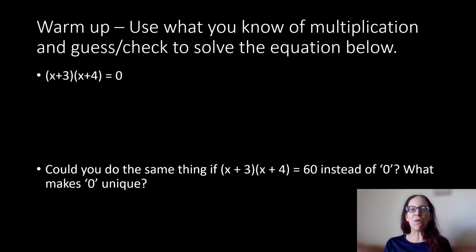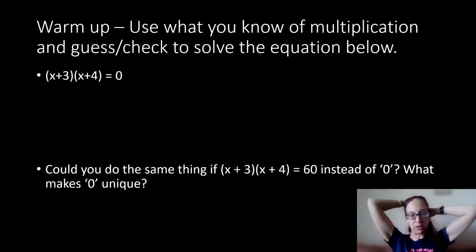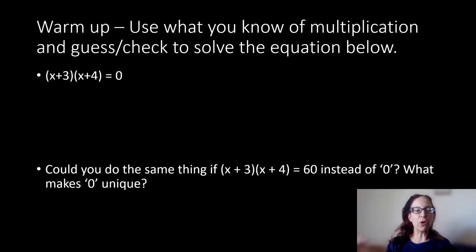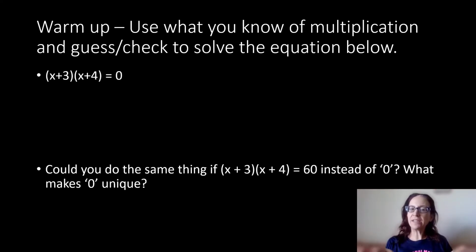So use what you know of multiplication and guess and check to solve the equation below. So we have x plus 3 in parentheses, multiplying x plus 4 in parentheses, and then the product of that is equal to 0. So it's a little bit different from what we've been doing in that now we have this equal sign there. So you know that you have multiplication there. You have some adding in the parentheses and the parentheses are being multiplied. Pause the video and try to figure out what x could be equal to.